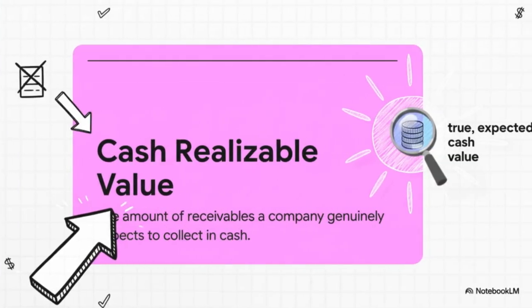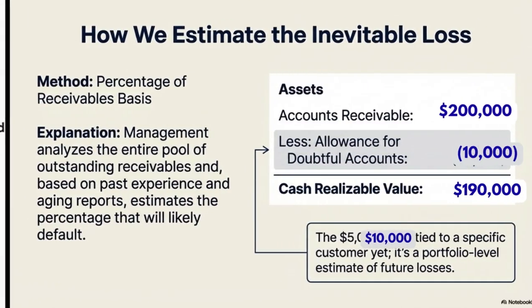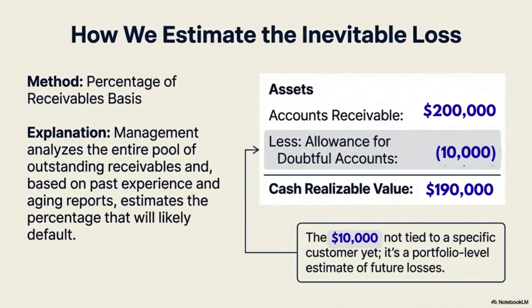This is a crucial device. It's a contra asset account. Its only job is to sit there on the balance sheet and directly reduce the gross amount of your accounts receivable. So it works against the asset. And the goal is to calculate what's called the cash realizable value, or CRV. Exactly. That's the amount you, as a business, genuinely expect to turn into cash. So if you have, say, $200,000 in gross receivables but a $10,000 allowance, your reported CRV is $190,000. That's the real number. And it's strategically important that CRV isn't just for your internal books. It's the number investors trust.